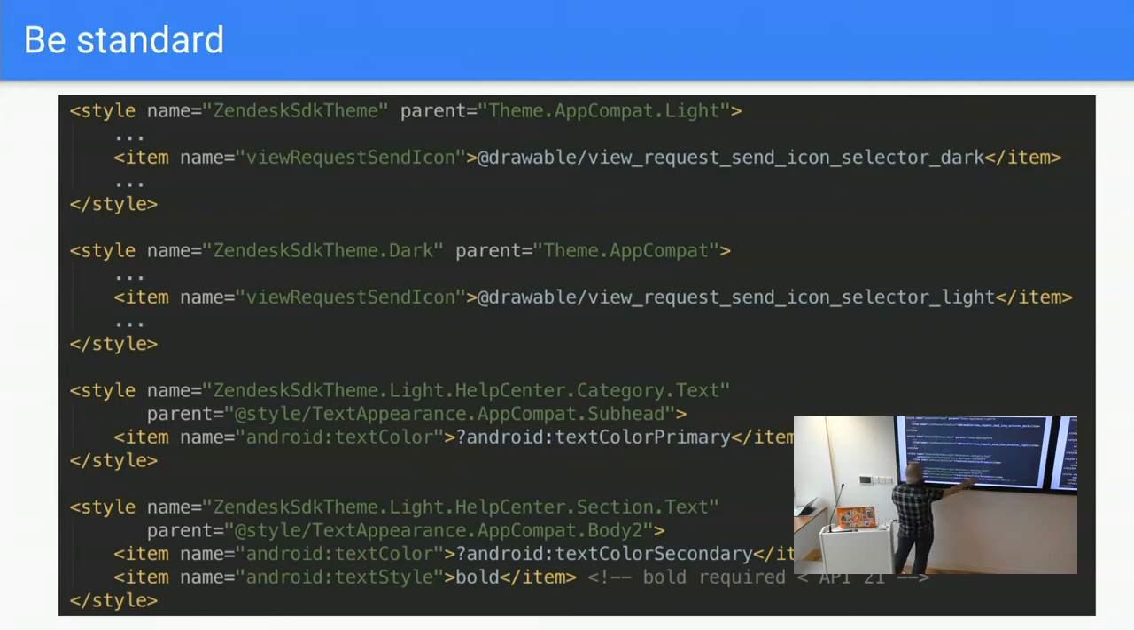And again, there's a color secondary. And for body 2, this was an interesting one, because in API less than 21, we had to add in this bold, because in API 21 and above, it uses a different font. So there's just a few things you might have to do.